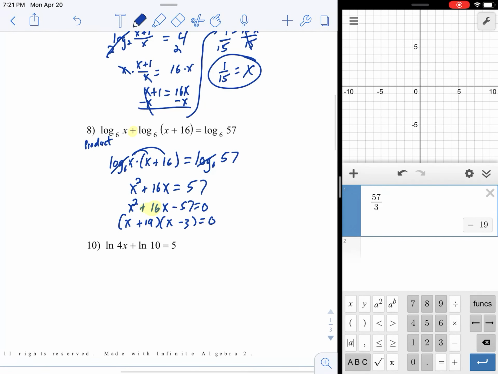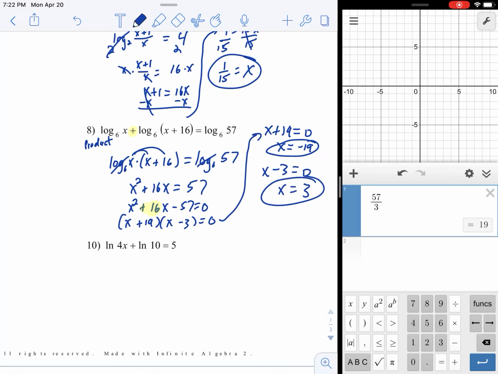Now I'm running myself out of room again, so I'll come up here. So you set x plus 19 equal to 0 and x minus 3 equal to 0. The first one, subtract 19 over, you get negative 19. This one, add 3 over, you get x equals 3. All right, I'm going to go back to the calculator. I'm going to check these.